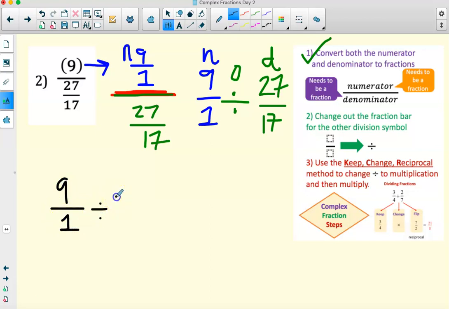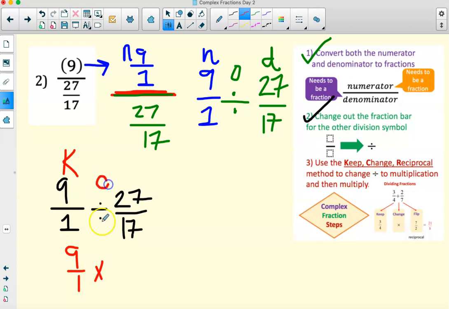Then I'm just going to copy it again so I can complete step 3, which says keep change reciprocal. So we've done step 2. Step 3, we keep the first fraction. It doesn't change. It remains a 9 over 1. You change the division to multiplication, and then you record the reciprocal of 27/17, which is 17/27.